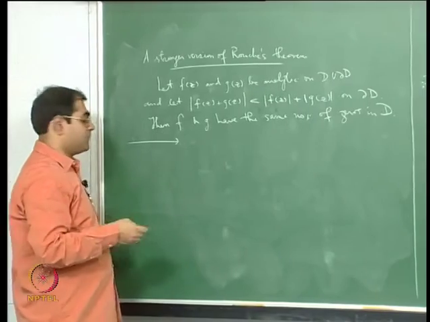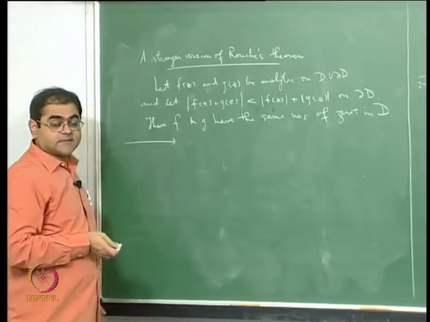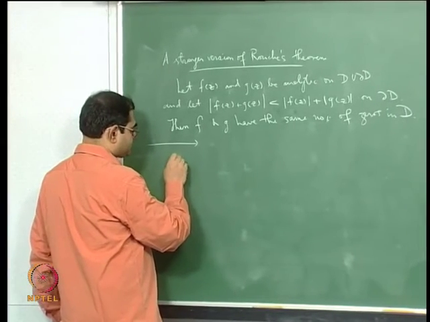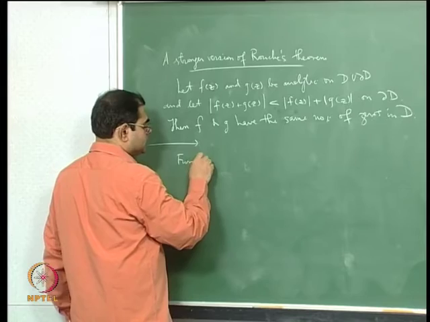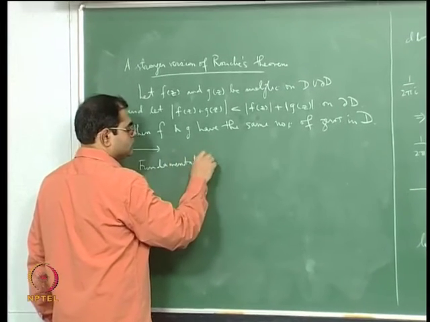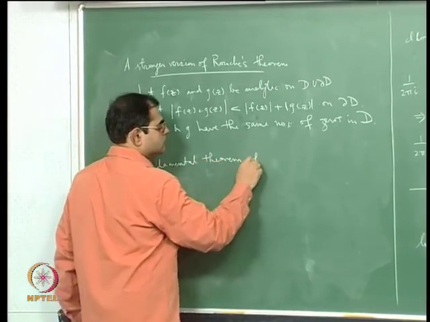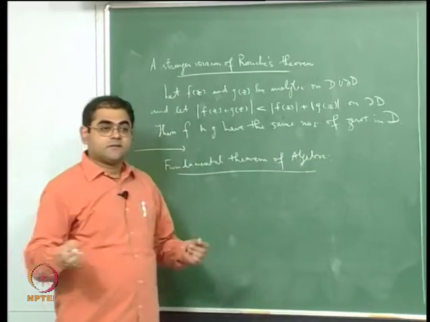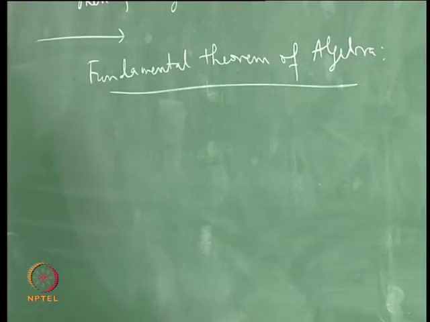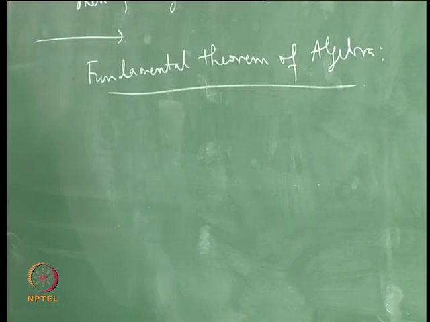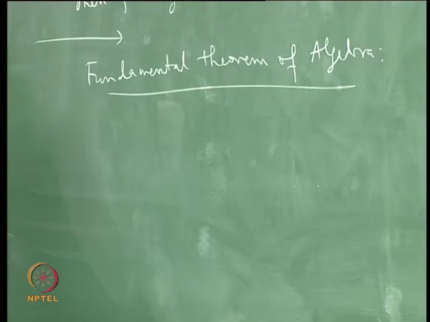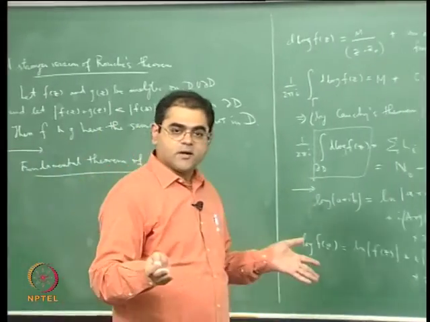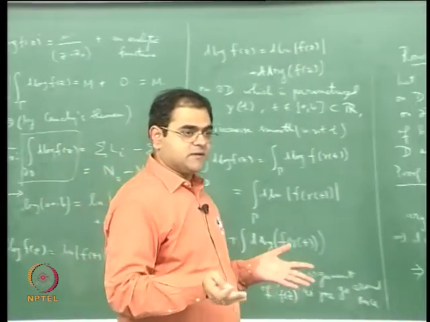Then, of course, let me give an example of how powerful Rouche's theorem is. You can get the fundamental theorem of algebra. The fundamental theorem of algebra says that if you take a polynomial in one complex variable with complex coefficients, then you can find all the zeros of the polynomial and they are going to be complex numbers. That is precisely the fundamental theorem of algebra.